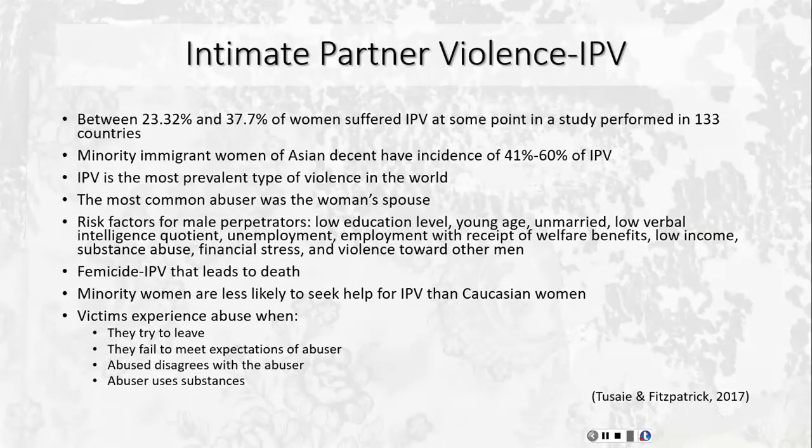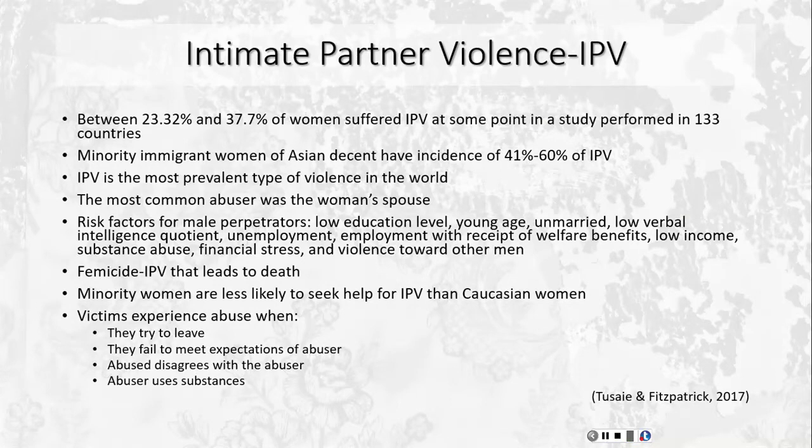There's some fairly grim statistics here on intimate partner violence. Between about 23 to 37% of women have suffered from intimate partner violence at some point in their lives, in a study that was done recently in 133 countries. Minority immigrant women of Asian descent have an incidence of 41 to 60% of intimate partner violence. It's the most prevalent type of violence in the world, and the most common abuser is the woman's spouse.